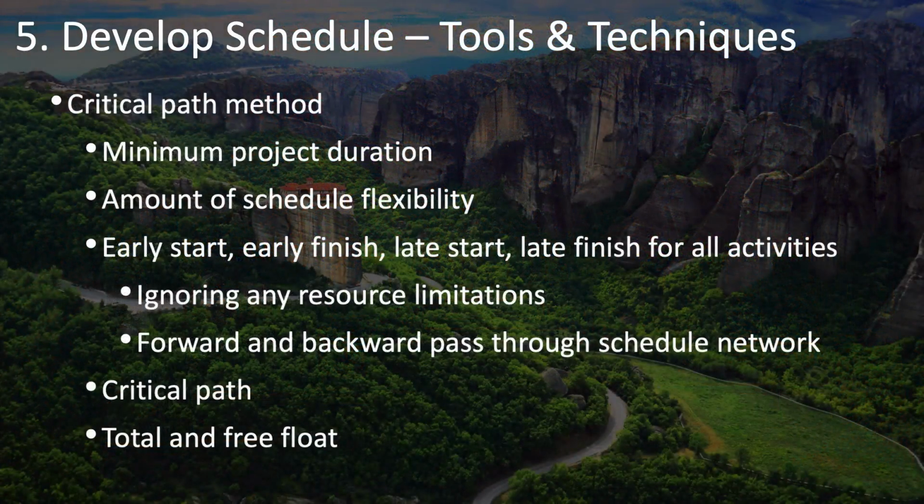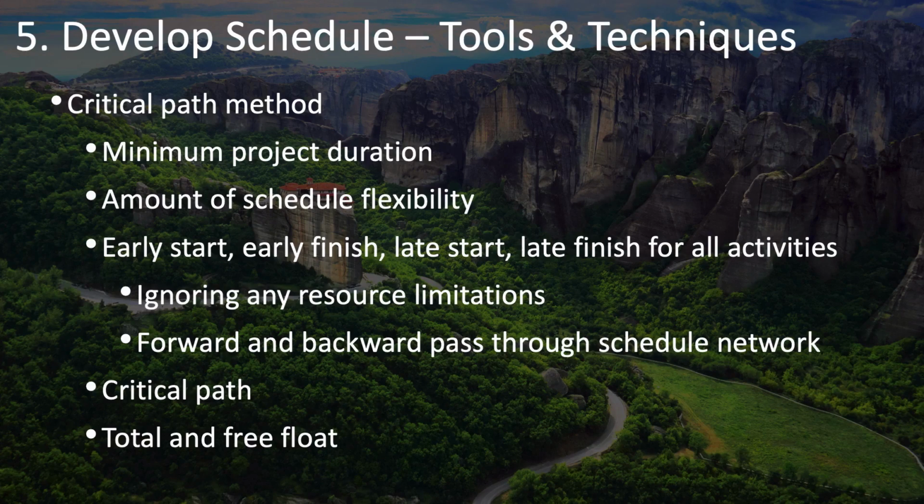The critical path method is used to calculate the minimum project duration, the least amount of time that the project will take in order to complete. It also allows you to calculate the amount of schedule flexibility you have. And it does this by going through all of the activities in your schedule, starting with your schedule network diagram, and for each activity, calculating the earliest that it could start and finish. And you progress through from left to right, from start to finish, going one activity at a time. That's called the forward pass.